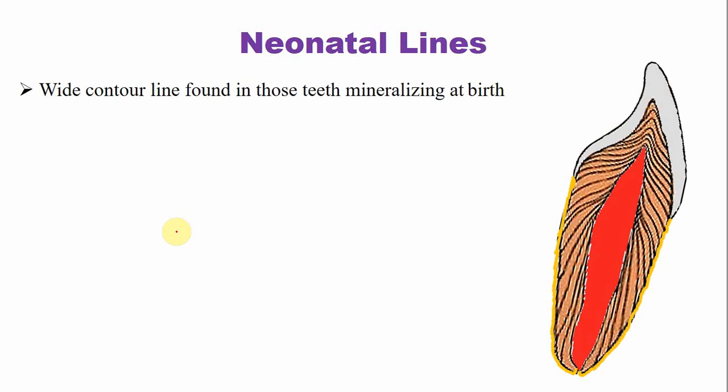The neonatal line. Neonatal lines are the exceptionally large contour lines found in the teeth that are mineralizing at birth. So these are the incremental lines. This portion is mineralizing at birth. So here the incremental line will be more pronounced or prominent as compared to the rest of the incremental lines. So this line is known as the neonatal line.